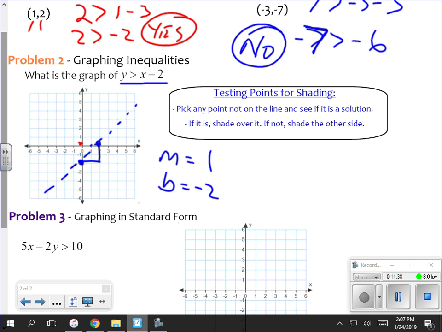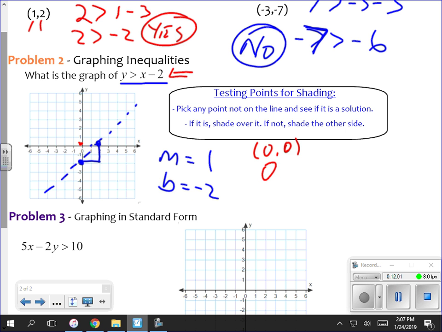The origin is 0, 0. X is 0, y is 0. You plug that point in. Pick any point that's not on the line, see if it's a solution. So I picked the point 0, 0, and I tested it in my equation. Is it true or not?